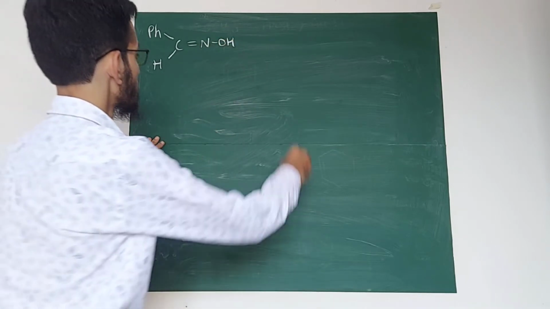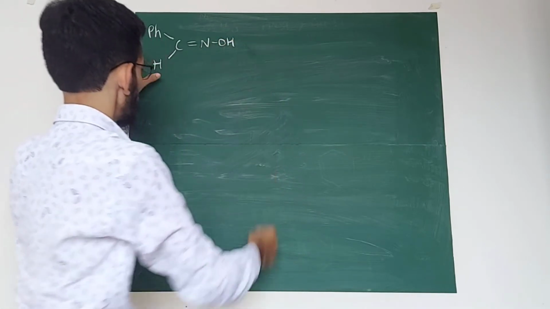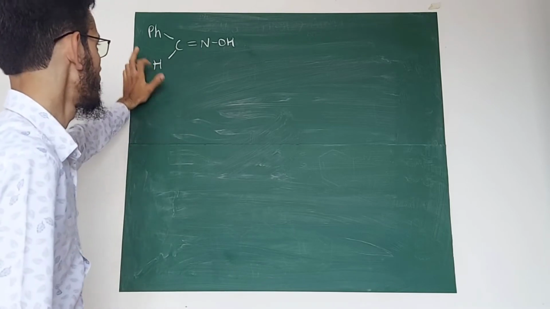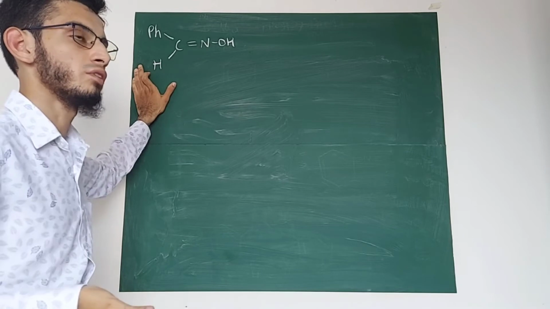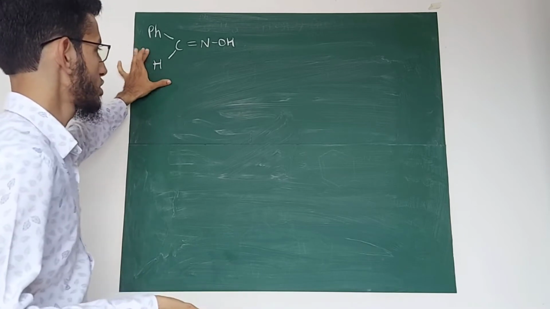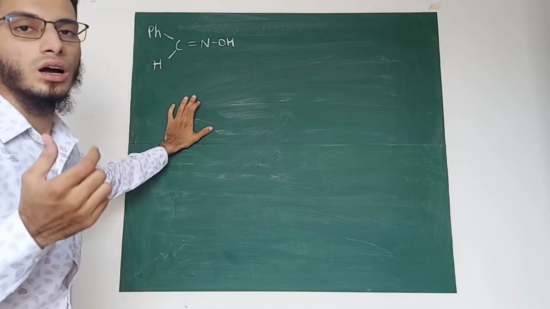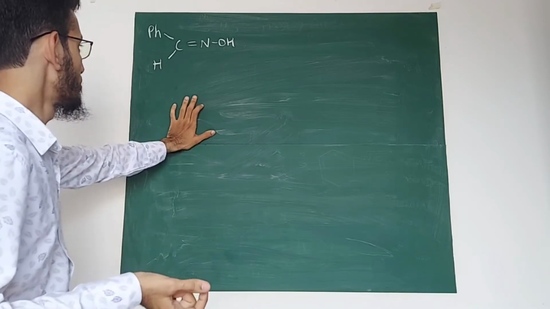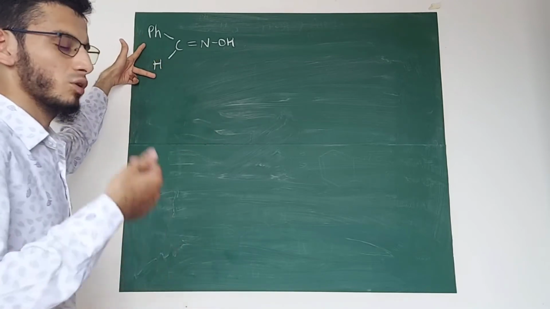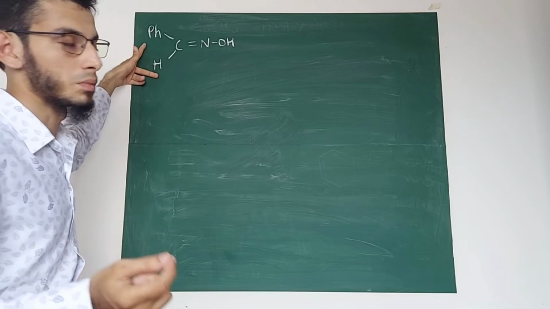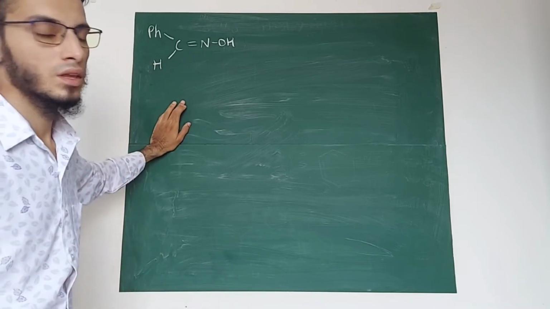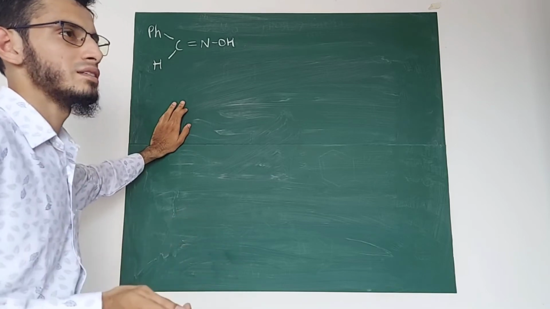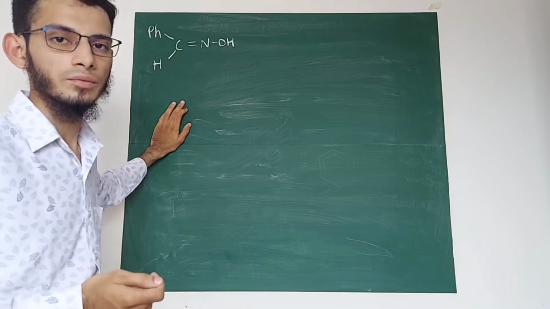Okay, this is aldoxime, and this is hydrogen and phenyl. If you want to know the migratory aptitude of hydrogen, if hydrogen is present here, it is the aldehyde, because two alkyl or phenyl groups or anything will give us ketoxime, but one phenyl or one hydrogen will give us aldoxime. So aldoxime will always generally give us nitrile.